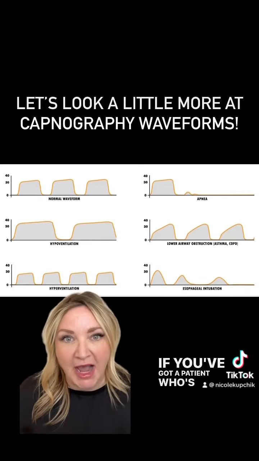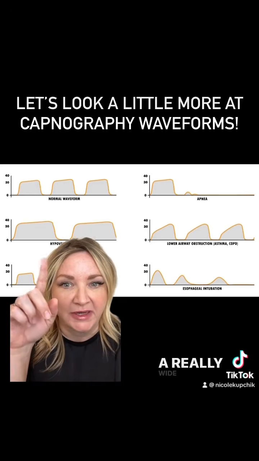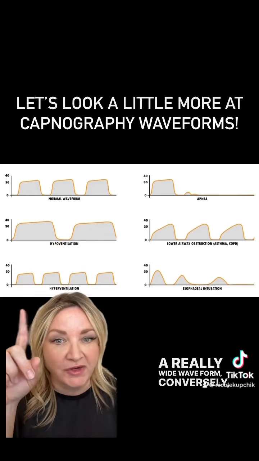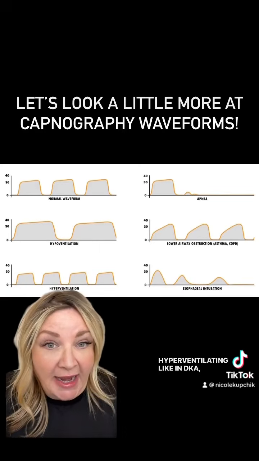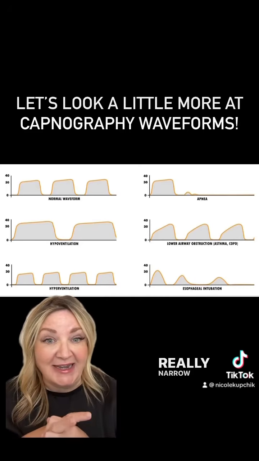If you've got a patient who's hypoventilating, you might see a really wide waveform. Conversely, if they're hyperventilating, like in DKA, the waveform is going to be really narrow.